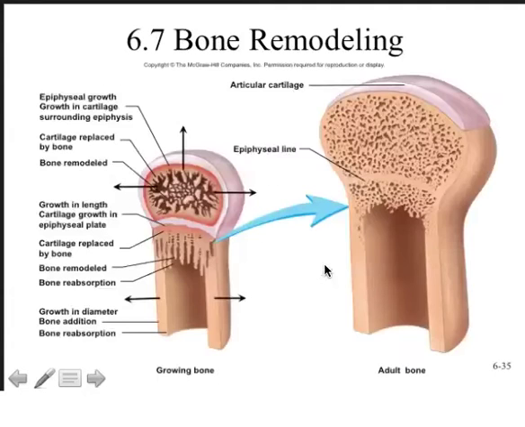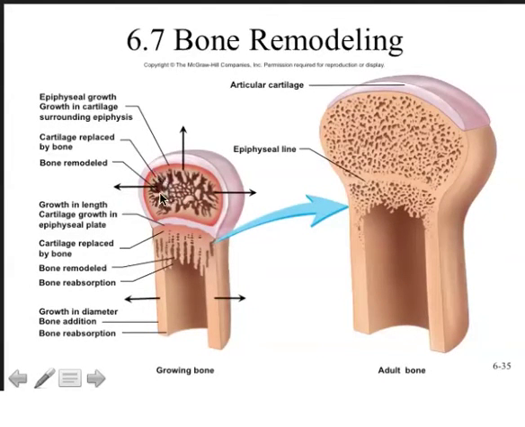And all you're looking at here is just a diagram showing you how it is that bone remodeling happens. You can see here the epiphyses of a long bone, the articular cartilage, and notice how the osteoclast and osteoblast combine in order to adjust the stress that's applied to the bone. You can see here cartilage is replaced by bone.